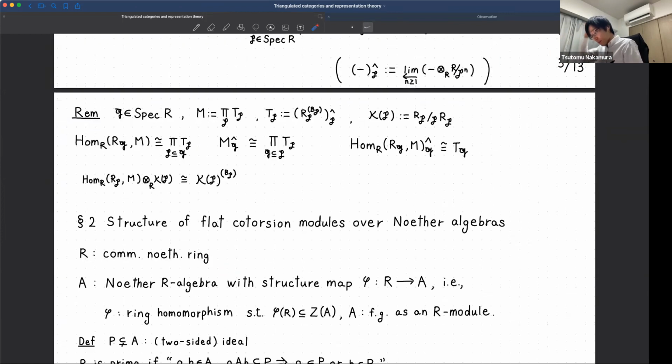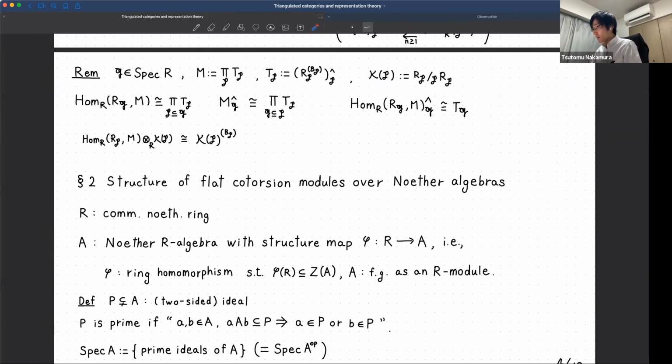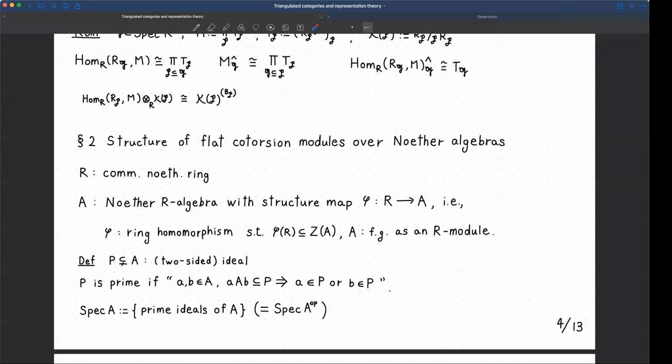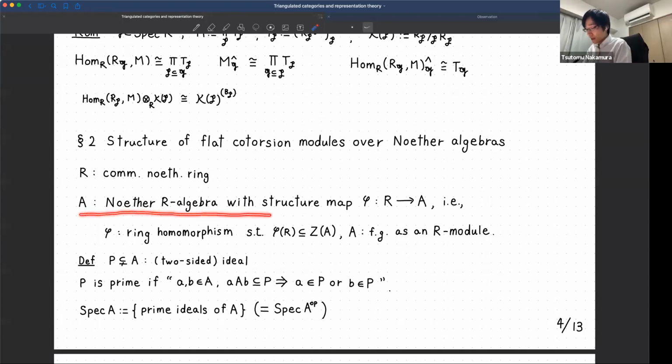Okay, then let me move on to the next section, where I will explain the main theorem of my recent paper with Ryo Kanda. In Section 2, R denotes a commutative Noetherian ring, and A denotes a Noether algebra with structure map phi, namely phi is a ring homomorphism such that the image of R is contained in the center of A, and A is finitely generated as an R-module.